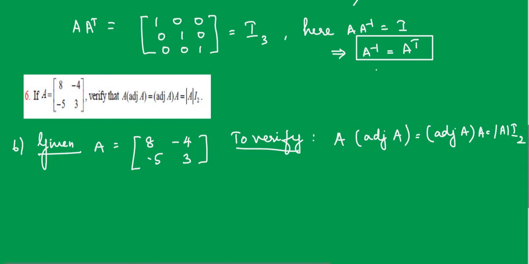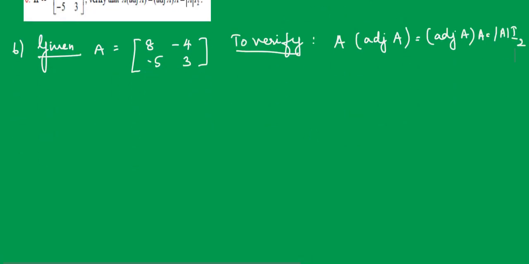So first, for the given matrix, we find what is adjoint of A. So here for the given A, adjoint of A is equal to, using the shortcut method, we are going to interchange the elements of the diagonal. So interchanging the diagonal elements, we get 3, 8. Change the sign of the non-diagonal elements. So I get here 4, 5. This is adjoint of A.